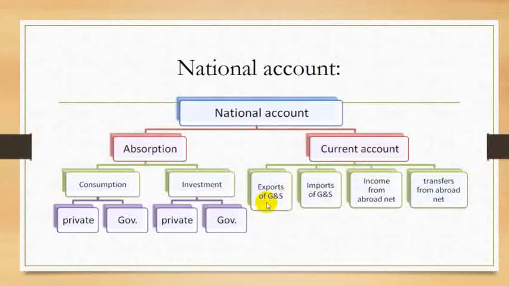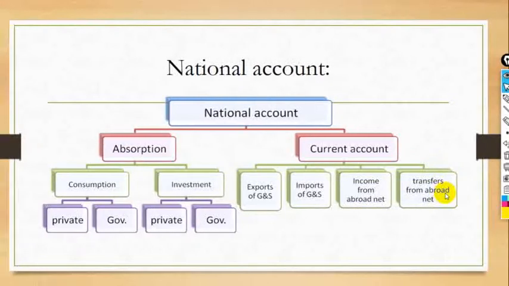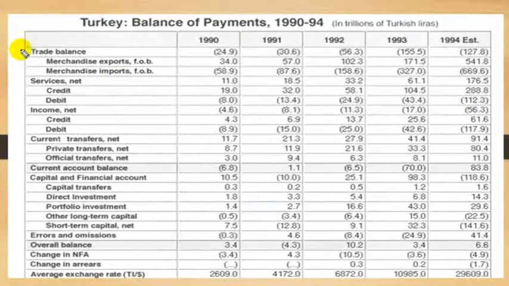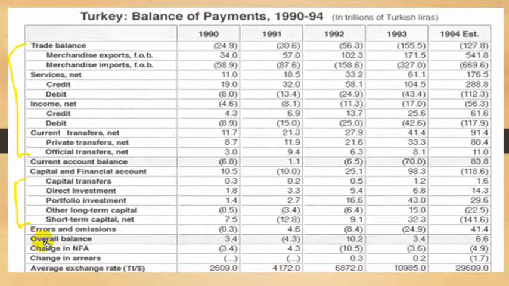Number 1, export of goods and services. Number 2, imports of goods and services. Number 3, income from abroad net. And finally, number 4, transfers from abroad net. This is the form of a balance of payments. Balance of payments is classified mainly into two main parts, which is current account and which is capital account.